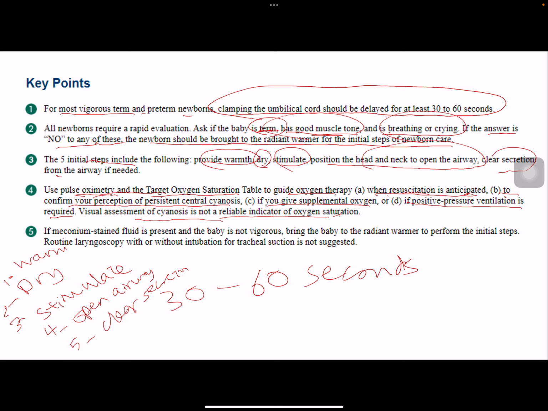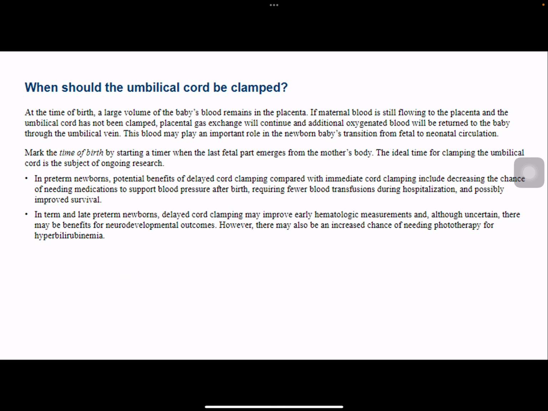If meconium stained fluid is present and the baby is not vigorous, bring the baby to the radiant warmer to perform initial steps. Routine laryngoscopy with or without intubation or tracheal suction is not suggested. All right. So when should the umbilical cord be clamped?